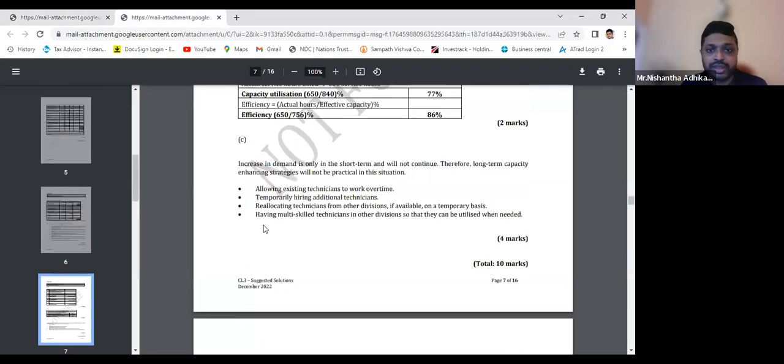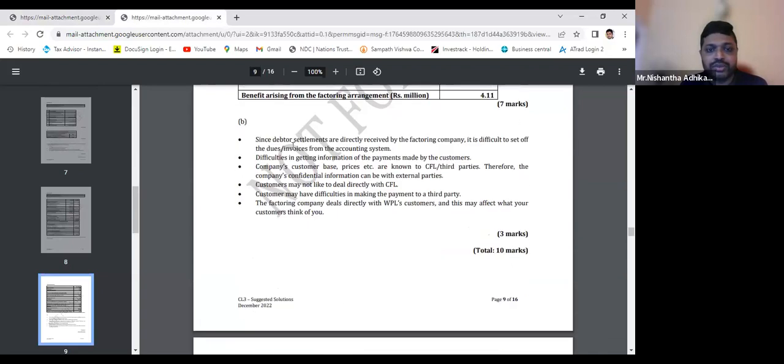Okay, I will show you the answer. Since debtor settlements are directly received by the factoring company, it is difficult to set off the due invoices in the accounting system. Difficulties in getting information on payments made by the customers. Sometimes customers won't provide it because they have settled with some other company. Customers may have difficulties in making the payment to the third party. The factoring company deals directly with WPS customers, and this may affect what your customers think of you. If they badly manage your customers, then customers will be disappointed in your arrangement. And sometimes if we are facing a liquidity crisis, they will see we are in a difficult situation. They can come and negotiate on pricing as well, because they have bargaining power. That is question number 5.